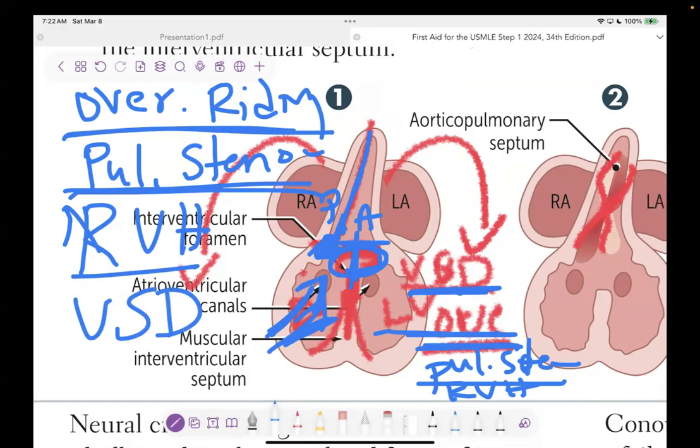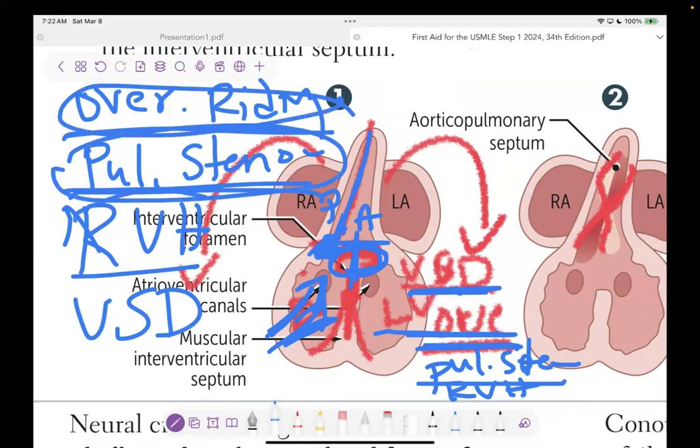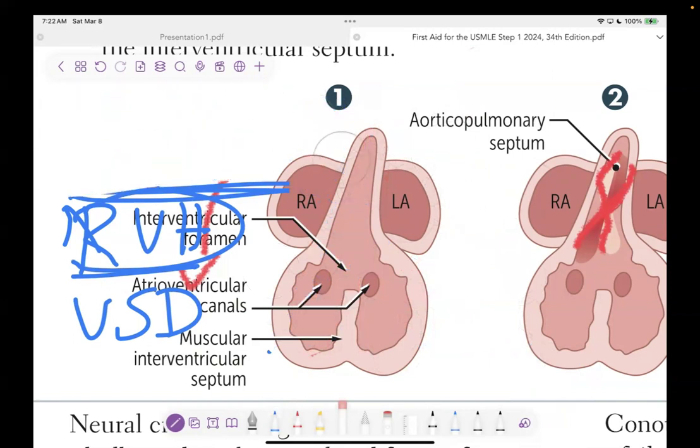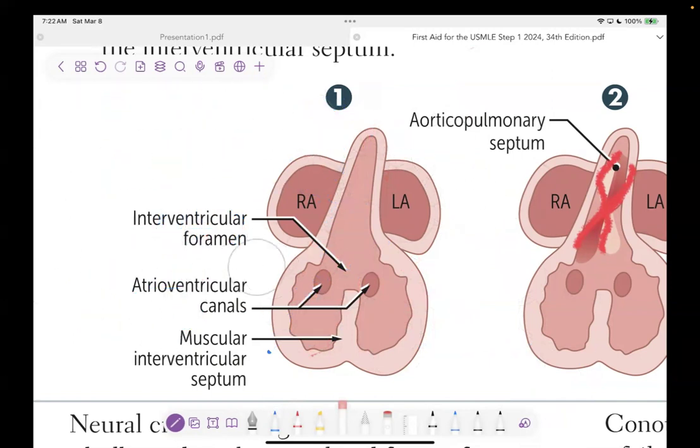We don't need to memorize it. We need to understand the concept. When we say overriding of aorta, why did pulmonary not get stenosis? I understood all three: pulmonary stenosis, VSD, right ventricular hypertrophy, but overriding of aorta, I still didn't get it. Is it just anatomical, or is there an embryological significance?